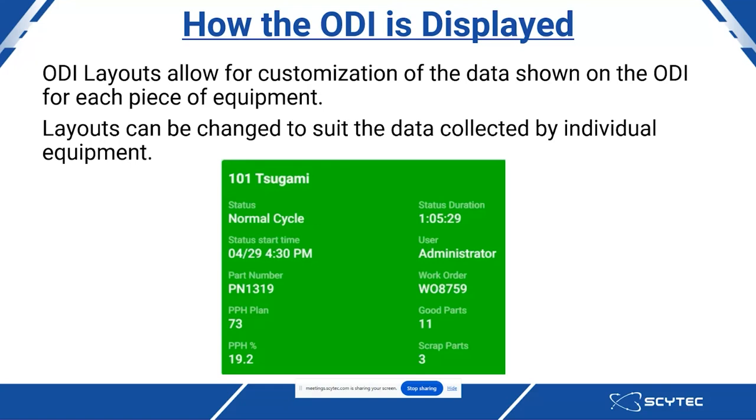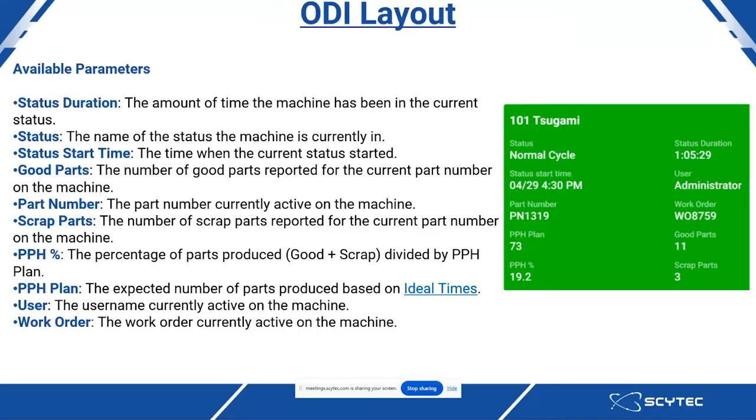We can see that the current status of the machine shows a normal cycle, meaning that the machine is cutting. We can see the status duration as well as the logged in user, the work order for what is currently getting worked on that machine, as well as the specific part number, the parts per hour plans, and the amount of good and scrap part counts as well.